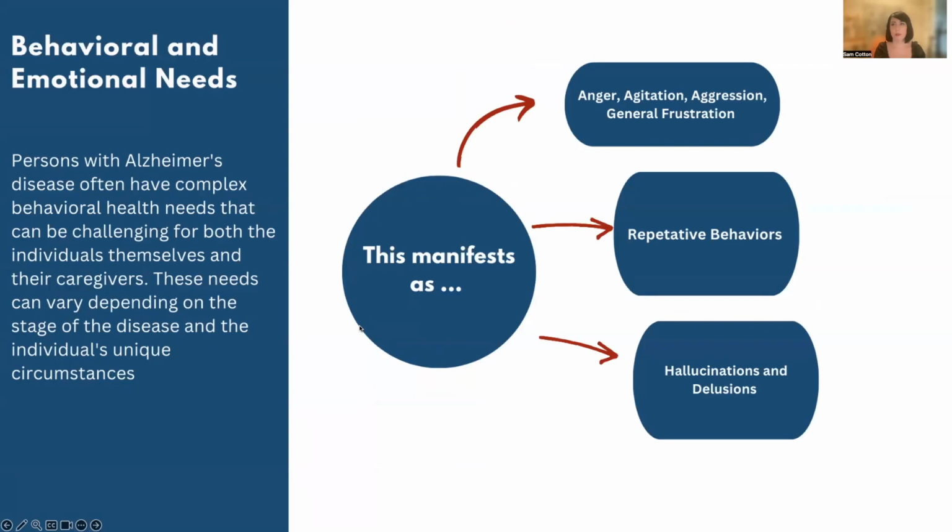Because of these complex behavioral health and emotional needs that a person with Alzheimer's disease and another type of dementia may have, we often see that in lieu of them being able to effectively communicate that to us as the person providing care to them, it might manifest in different ways. So we see sometimes that persons with Alzheimer's disease have issues related to anger or agitation or aggression, or in general, we might be able to just tell that they're generally frustrated by whatever basic care task that we're engaging with them on. We might see that individuals engage in repetitive behaviors.